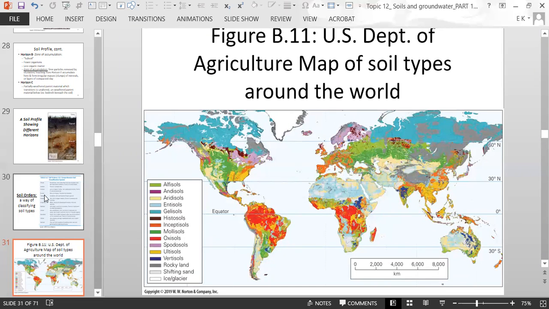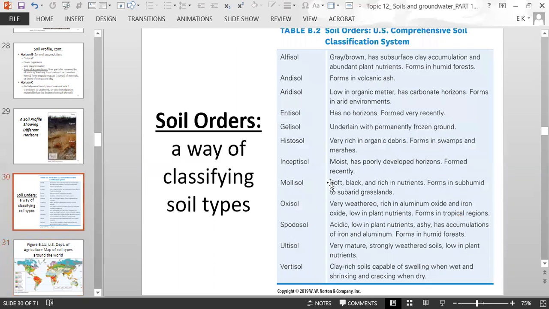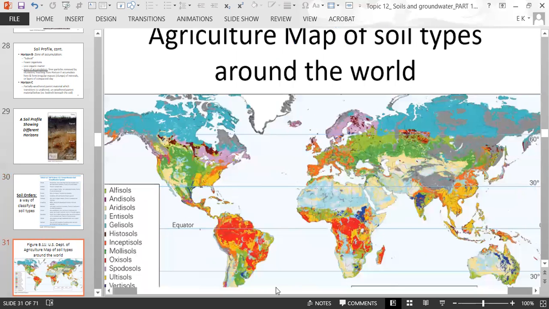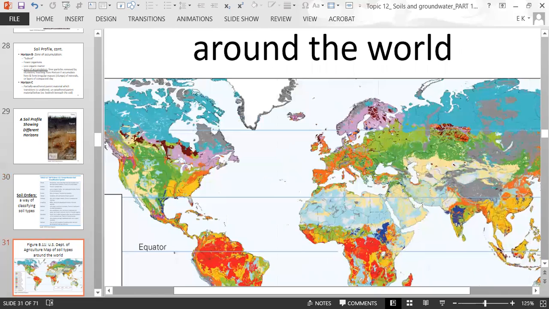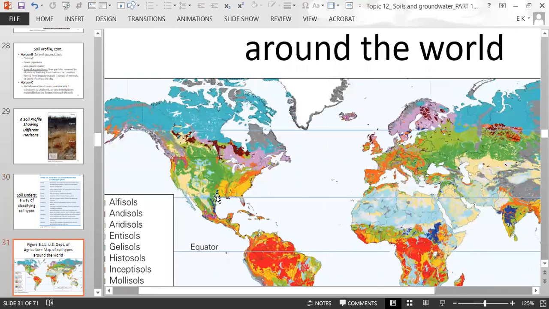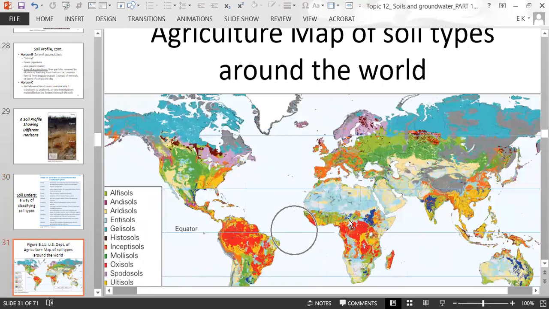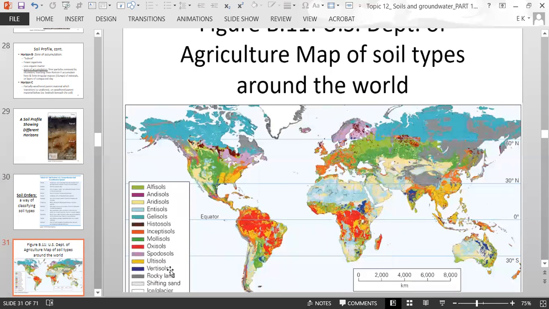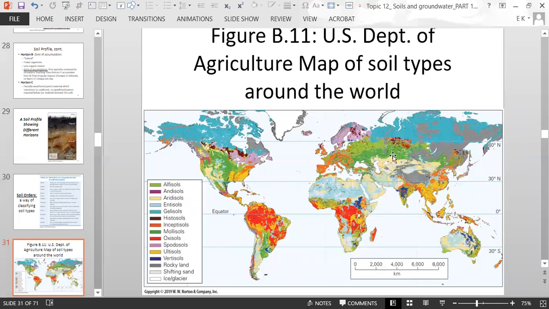So we can go back and look. Mollisols again is soft, black, rich in nutrients, forms in subhumid to subarid grasslands. Okay, so the middle of the country has really good soil for farming. It's nutrient rich. Okay, so you can explore the map, take a look at different areas that you might be interested in.